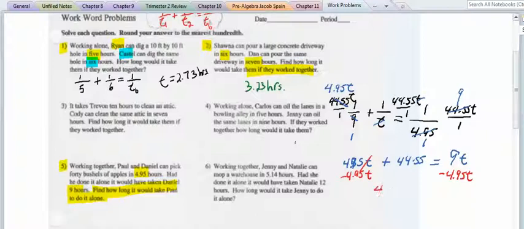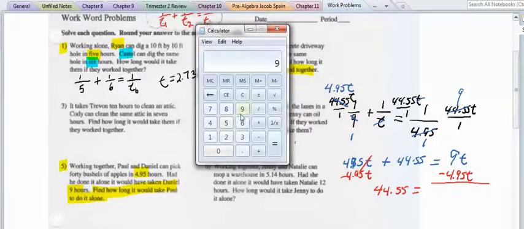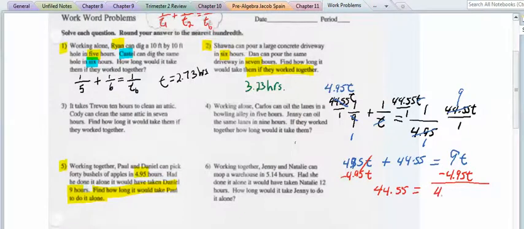So now over here I've got 44.55 is equal to, get my calculator again, and that's why I'm letting you use calculators, because there's quite a bit of work here. I'm not trying to test you to see if you know how to subtract or multiply or divide. I'm seeing if you can set up the problems and apply it correctly. So we've got 4.05 T. Divide this by 4.05. Divide this by 4.05. And I should get my answer.